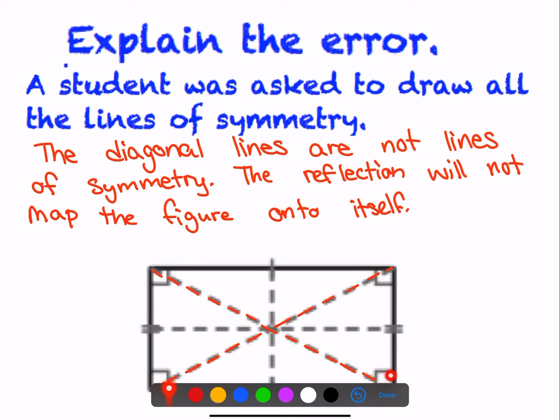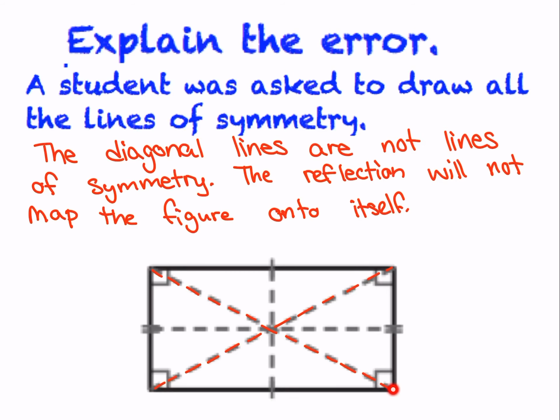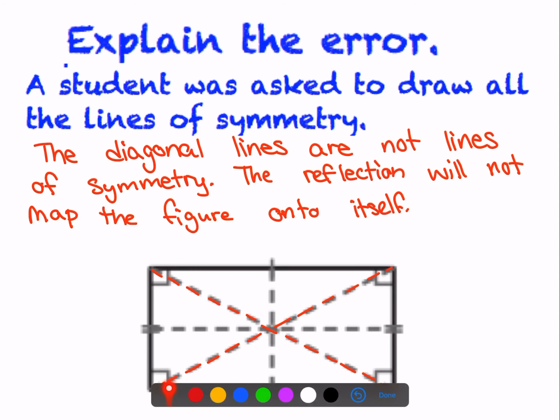And we know that these diagonal ones don't fold over perfectly. In fact, if you don't believe me, take a piece of paper and try and fold from diagonal to diagonal and see if this triangle is the exact same and folds over perfectly onto this triangle. It doesn't. So therefore, the diagonal lines are not lines of symmetry. The reflection will not map the figure onto itself if I go over these red lines. With the black lines here, it will work, but the red lines, it will not. So keep that in mind.